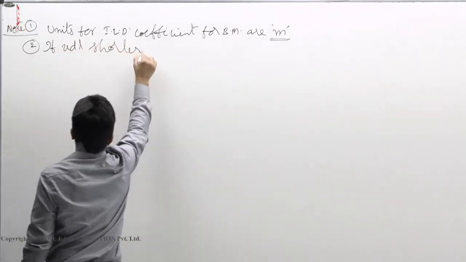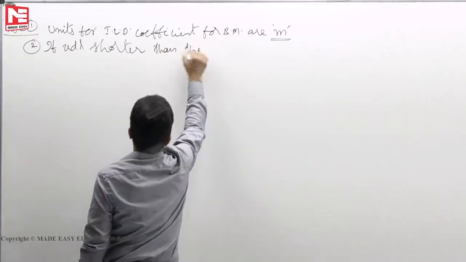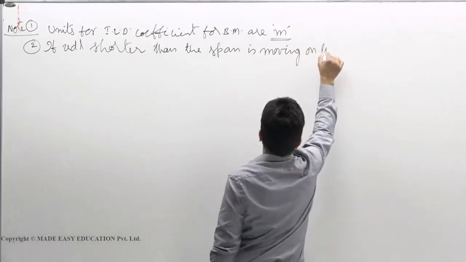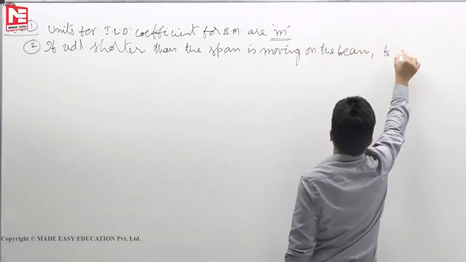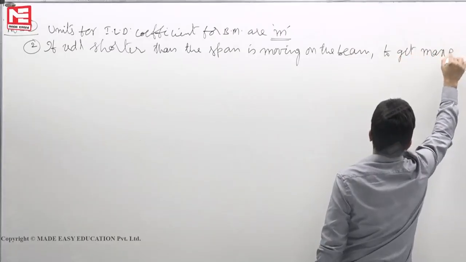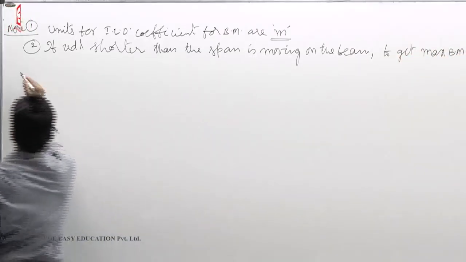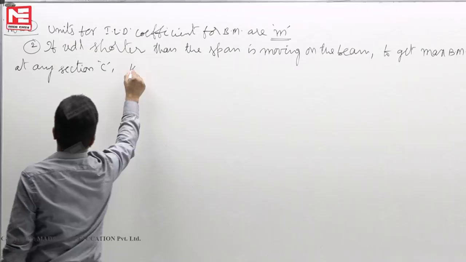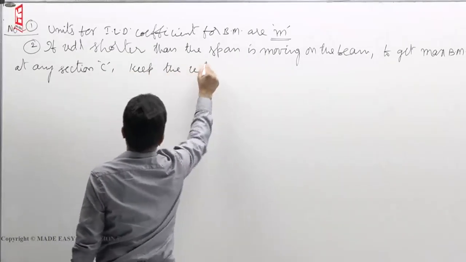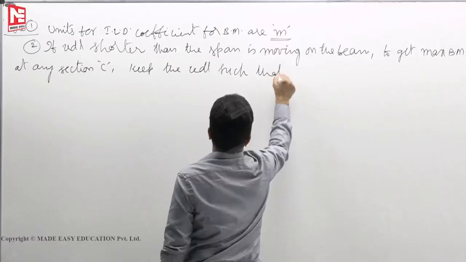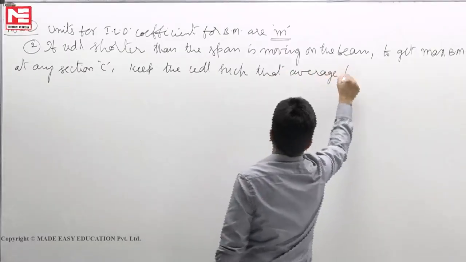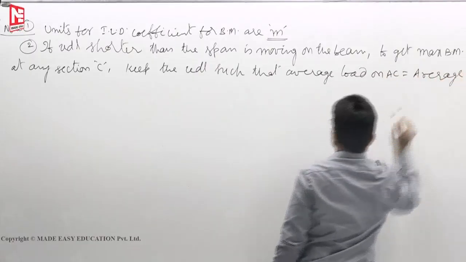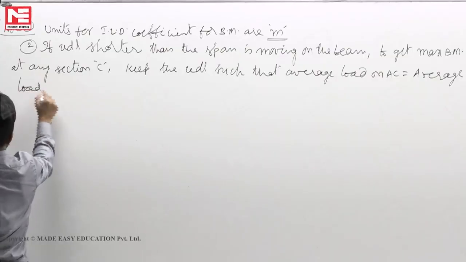Second point, if a UDL shorter than the span is moving on the beam, to get maximum bending moment at any section C, keep the UDL such that average load on AC is equal to average load on CB.